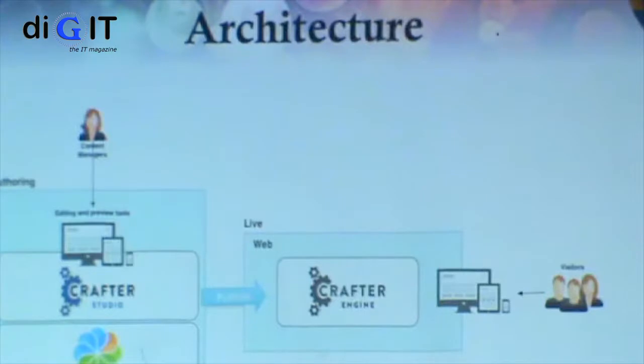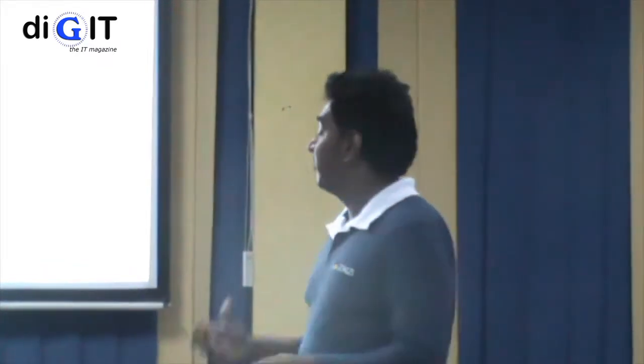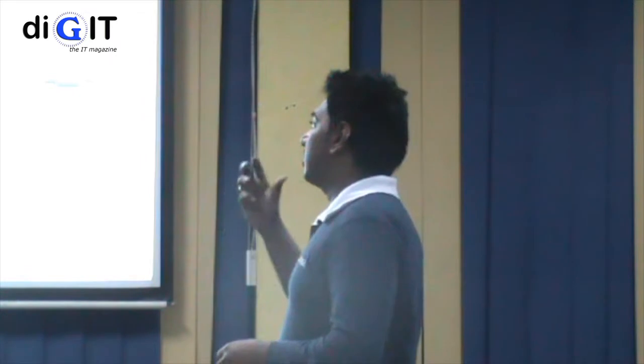So architecture. Crafter provides a decoupled architecture. Its core is the Crafter Studio and Crafter Engine. The Crafter Engine provides dynamic content delivery for dynamic web applications, and Crafter Studio provides the content authoring mechanism on top of Alfresco. Alfresco provides features for managing the content within the Alfresco content store.